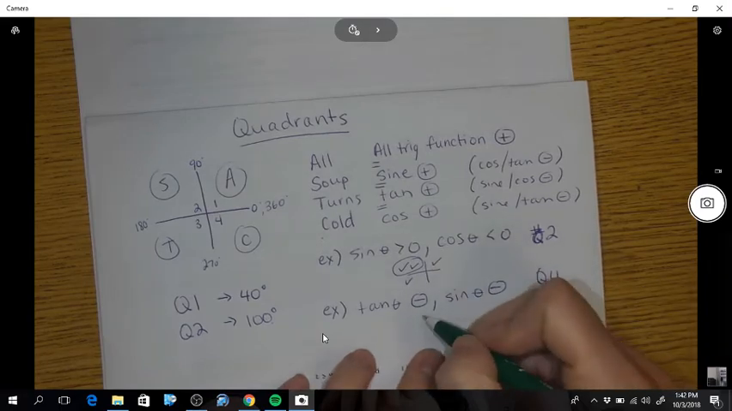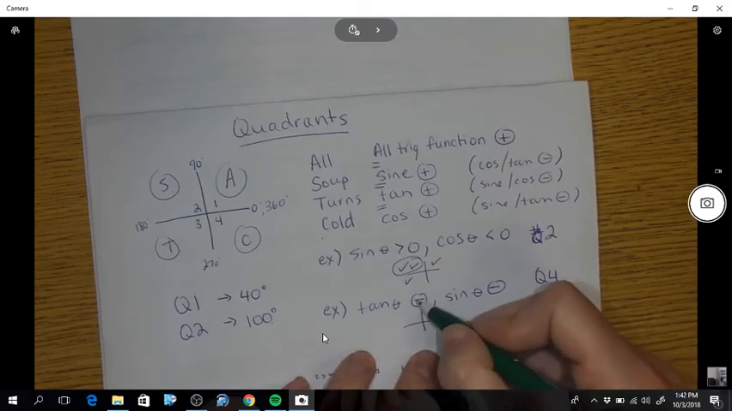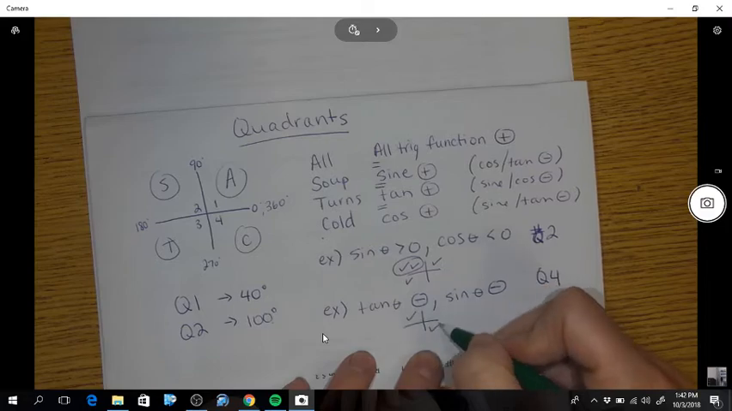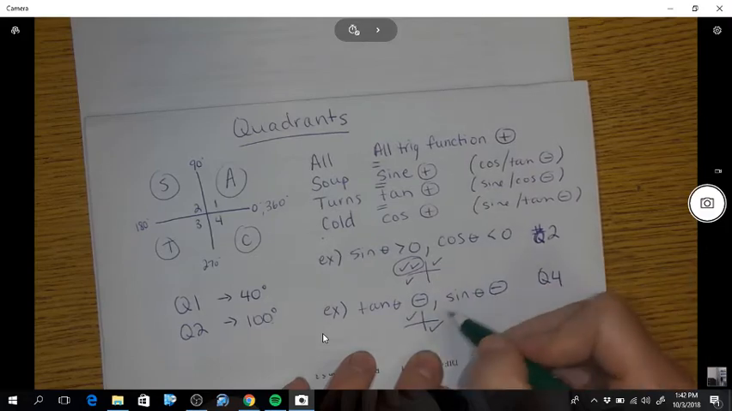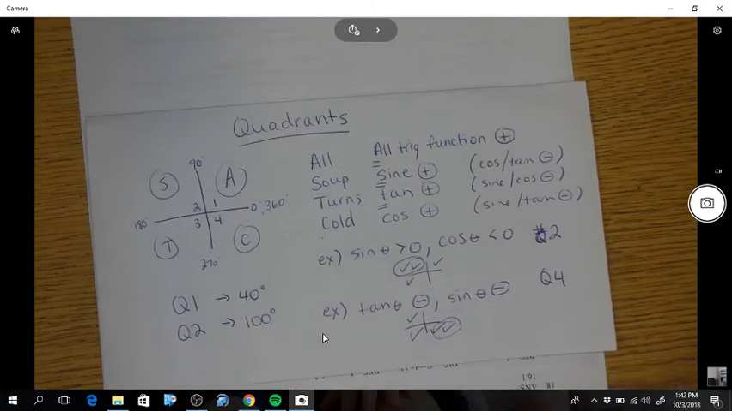If you wanted to do it the other way, where's tangent negative? Here and here. Where's sine negative? The bottom. So the overlap was in quadrant 4.